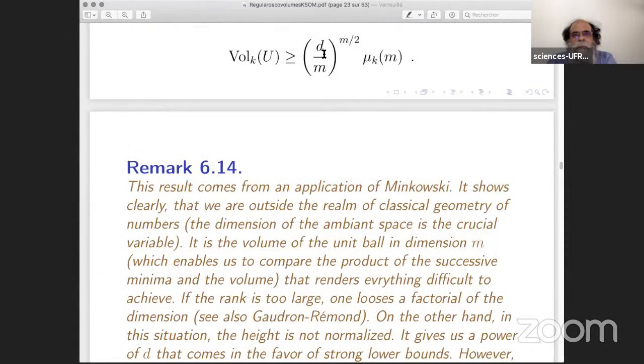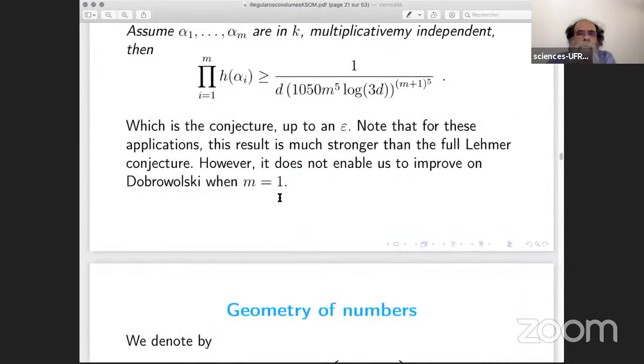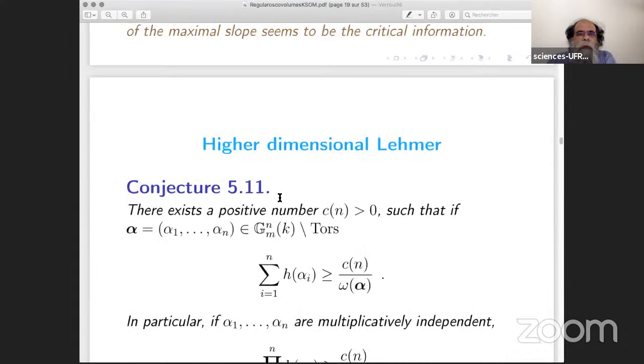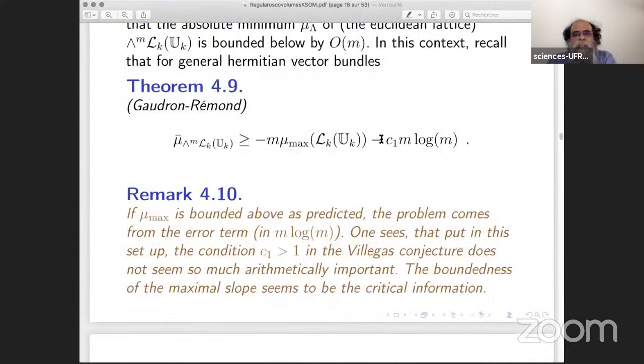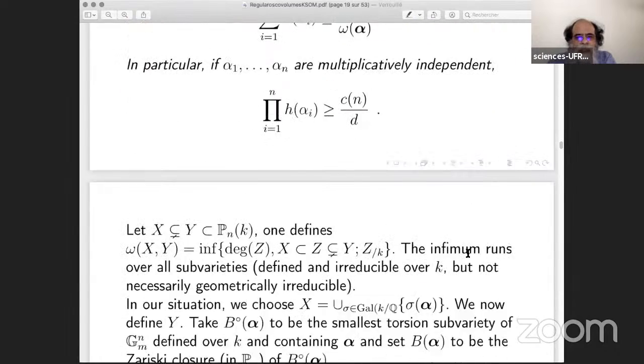And this 1 over m to the power m minus 2, of course, comes from the gamma factor, from the volume of the unit ball of dimension n. And so as soon as the rank is large, you lose a factorial. So you lose again a m log m, exactly as in Gaudron-Rémond. So in all these things, you have these m log m factors that play against you, and you have to fight against it. Otherwise, you get absolutely nothing, no result at all.